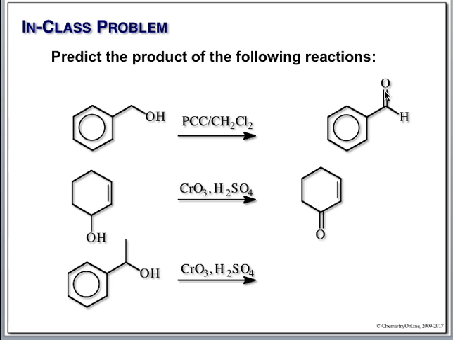Again, we're using Jones reagent. We have a secondary alcohol. We're just going to oxidize this smoothly to the corresponding ketone. Any questions?